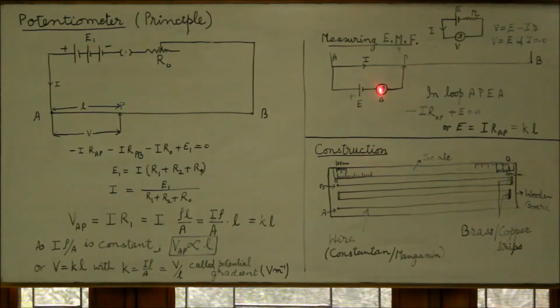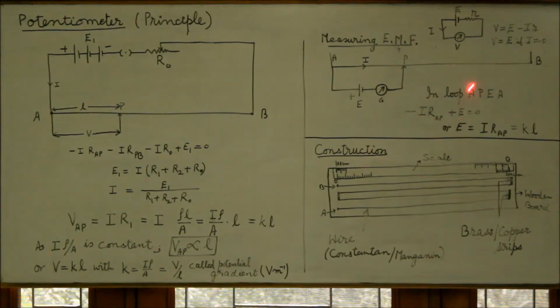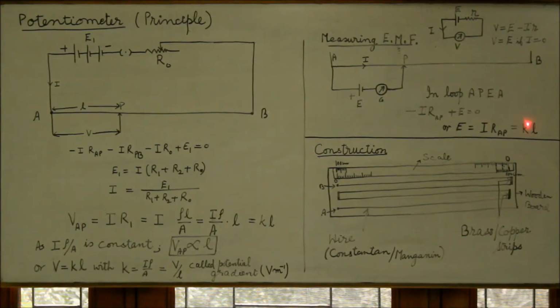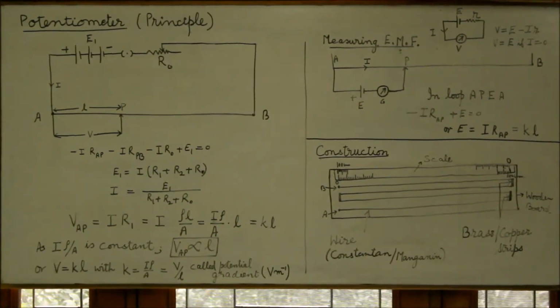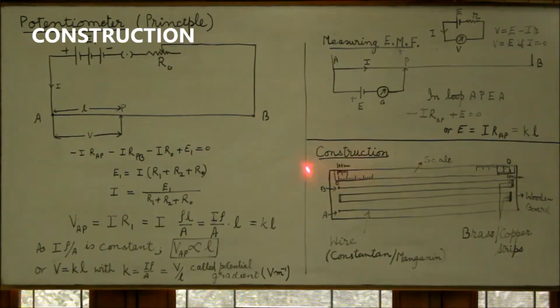We show that no current flows through this circuit, so E can be measured accurately, because the potentiometer makes use of the null method, that is, when no current is drawn from it. Let's now see the construction of the potentiometer.